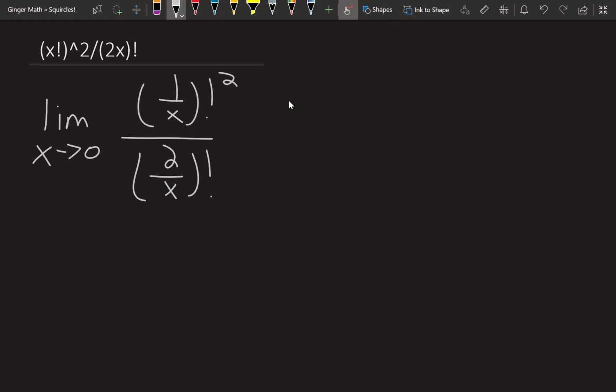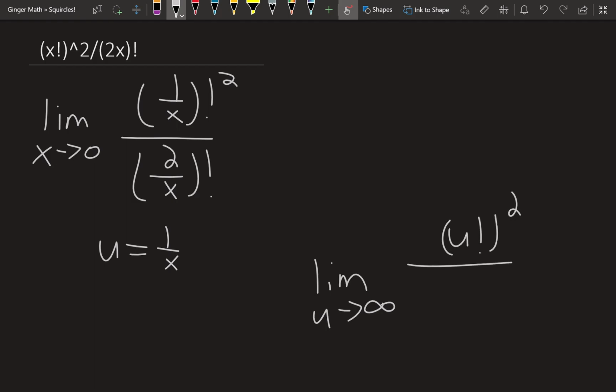Anyway, getting started, the first thing I'm going to do is a quick substitution. So I'm going to say u is basically going to be 1 over x. So in a way we're doing a u sub. Basically meaning that our limit now goes from approaching 0 to u going to infinity, which also makes our factorial terms quite a bit nicer, because we just have u factorial squared divided by 2u factorial.